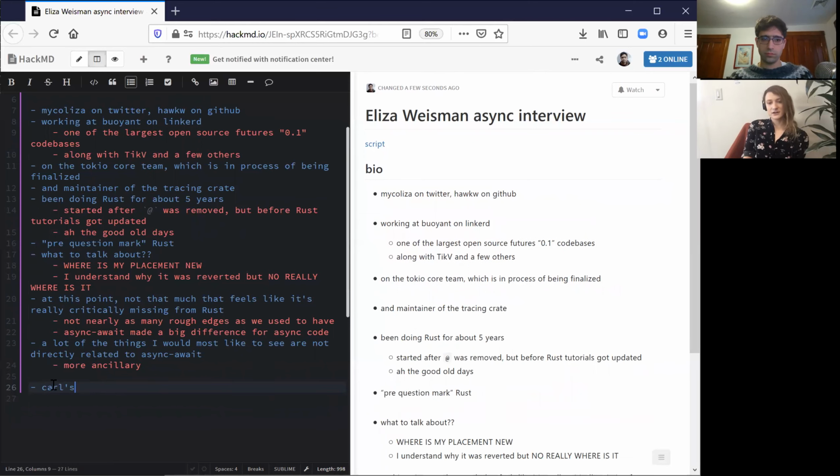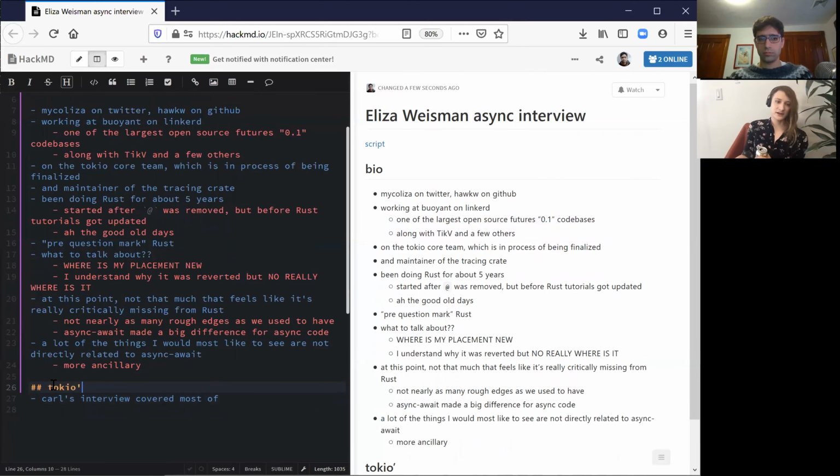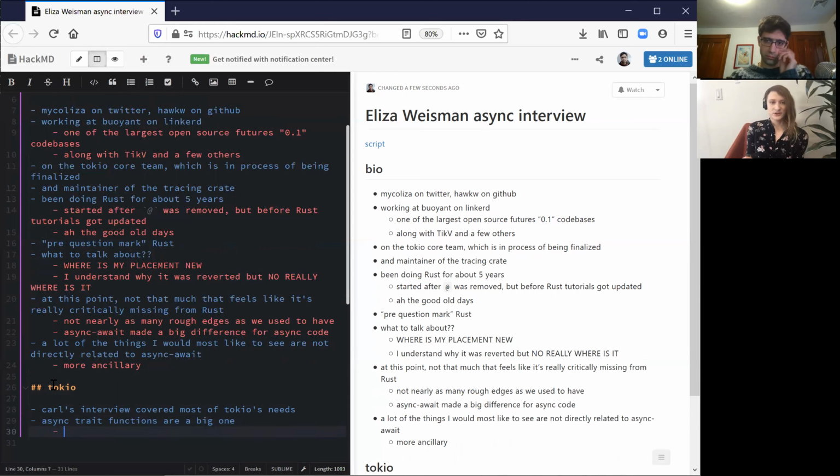I feel like Carl brought up, obviously, async trait functions, right? That is a big, obvious one. And I know it's more complicated than just putting the async fn keyword in a trait and it just works. The stopgaps that we have, like the async-trait proc macro that David Tolnay wrote, are very helpful, but there are still some rough edges. And that's obviously a language feature.